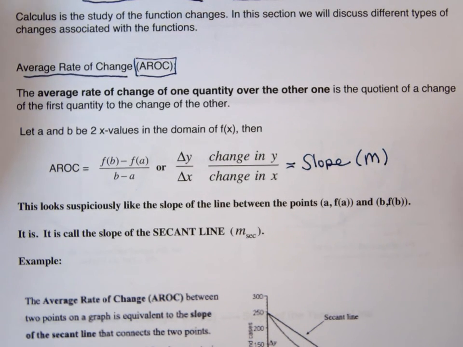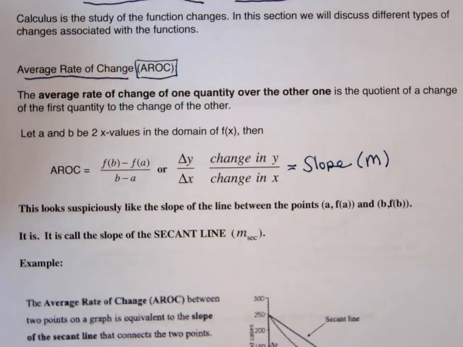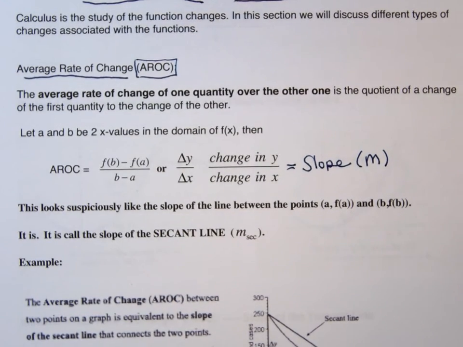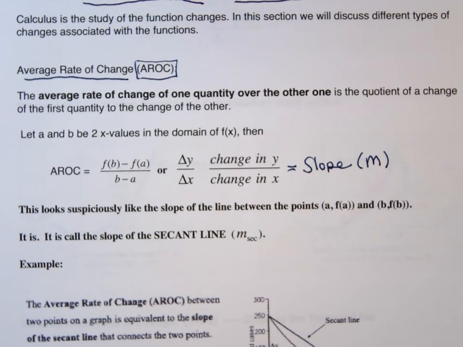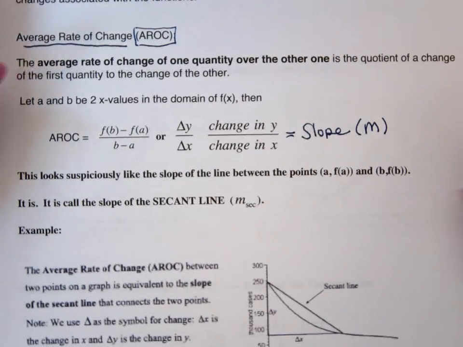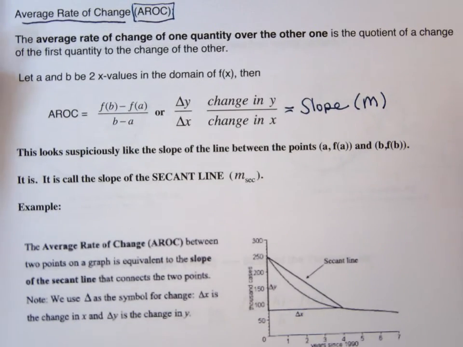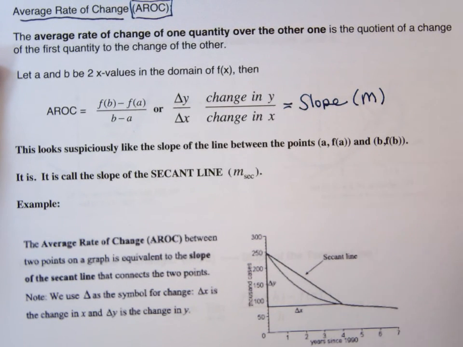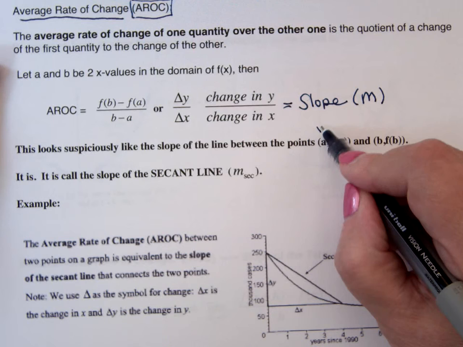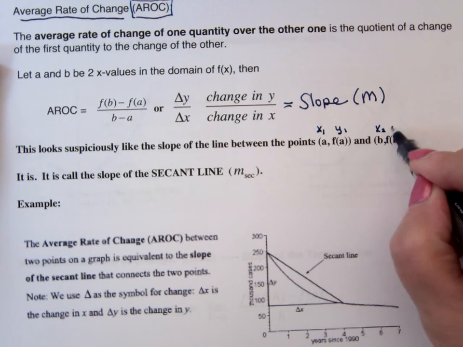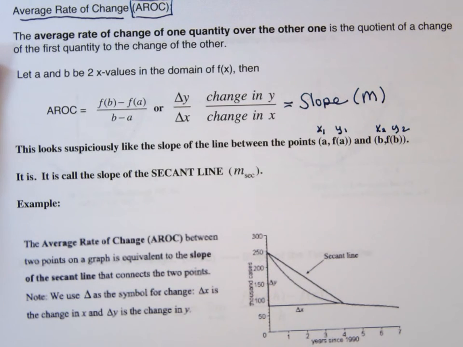Give me 2 points, I can find the slope of the line between those 2 points. That's what you've been doing. In fact, that's what we did this morning in college algebra. And it says, yes, it looks like the slope of the line between the points A, f of A, and B, f of B. And if you wanted to, you could call this x1, y1, x2, y2, and that's what you're used to seeing.